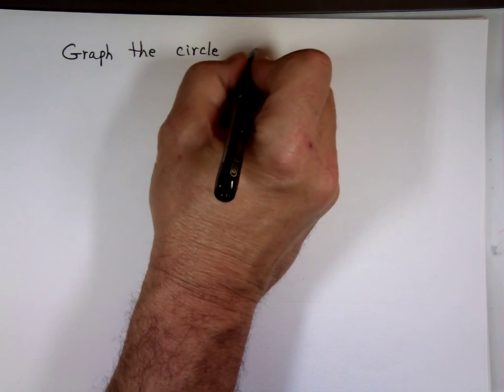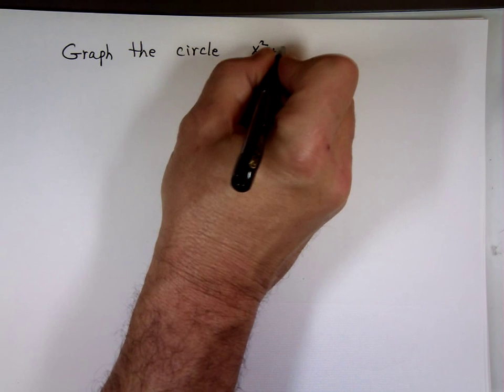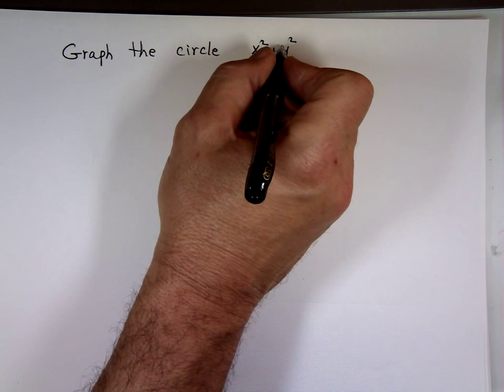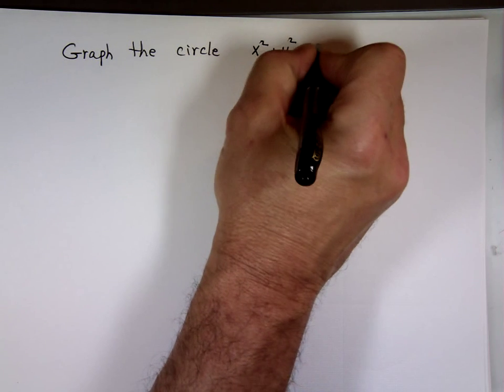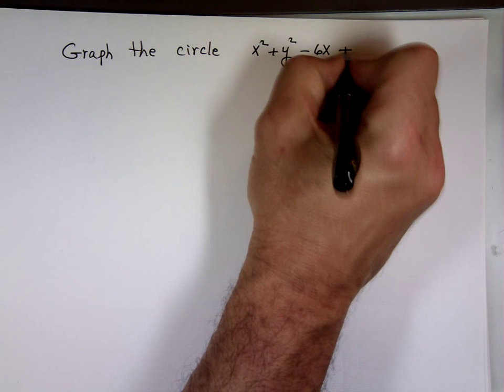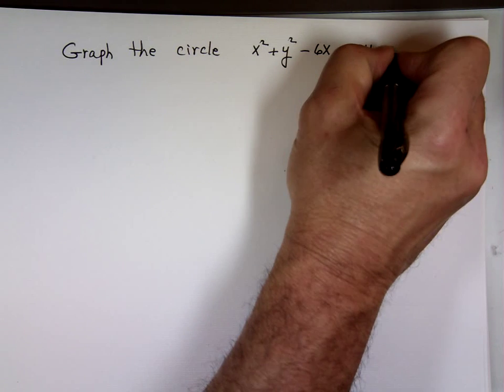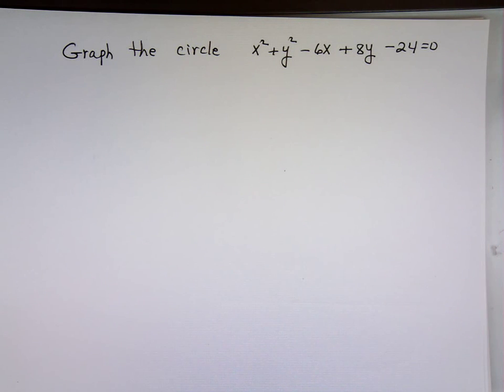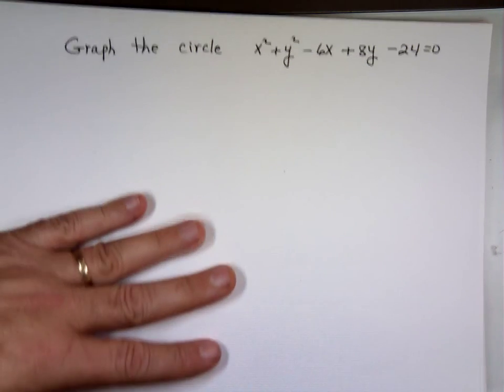X squared plus y squared minus 6x plus 8y minus 24 is equal to 0. And I know you're looking at this, that does not look like a circle.